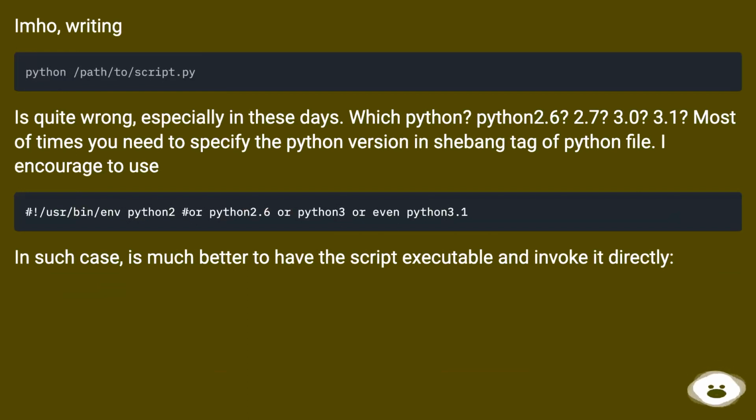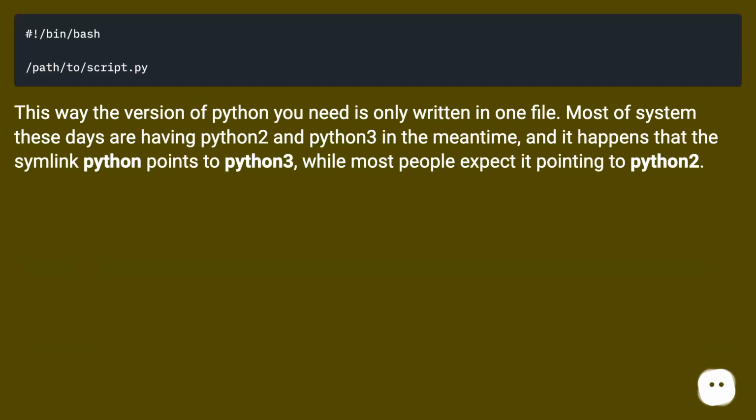Writing it that way is quite wrong, especially in these days. Which Python? Python 2.6, 2.7, 3.0, 3.1. Most of the time you need to specify the Python version in the shebang tag of the Python file. I encourage using this. In such a case, it's much better to have the script executable and invoke it directly. This way the version of Python you need is only written in one file.